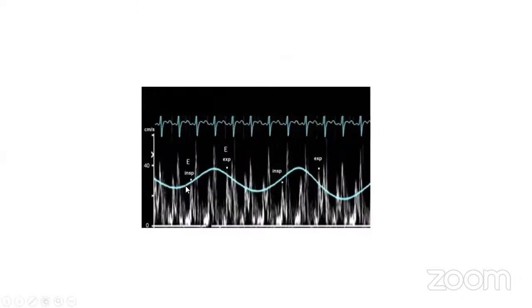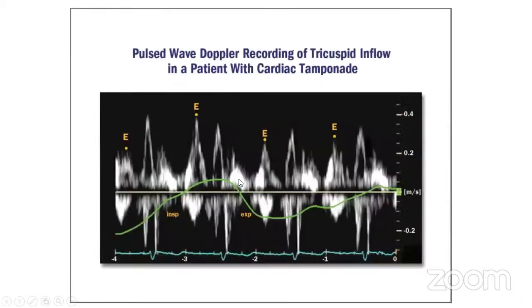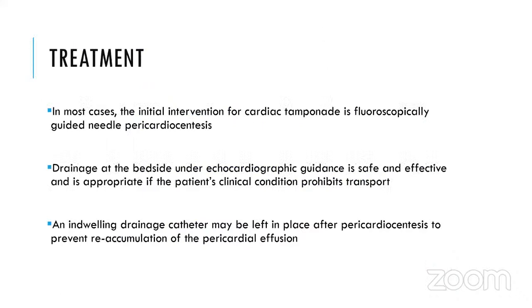This is a mitral inflow pulse Doppler wave, showing that during inspiration, the velocity of the inflow through the mitral valve is actually decreased, as we said before, because during inspiration, the septum will shift towards the left, thereby reducing blood entry into the left ventricle. However, during expiration, as you can see, the inflow increases. The opposite occurs on the right side of the heart. At the tricuspid valve, during inspiration, there is an increased velocity, and during expiration, the velocity decreases.